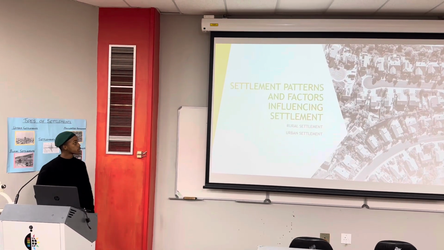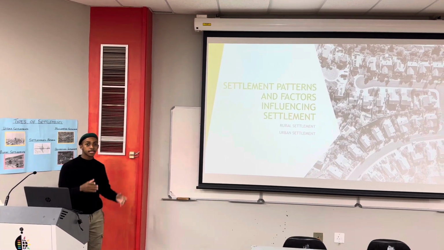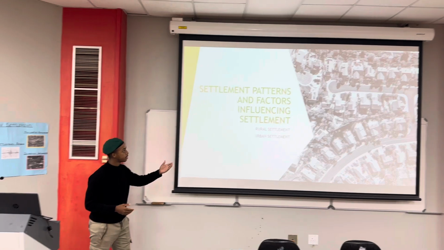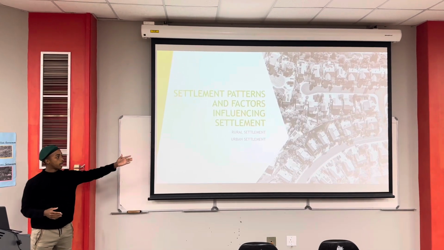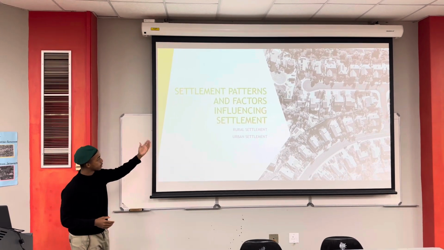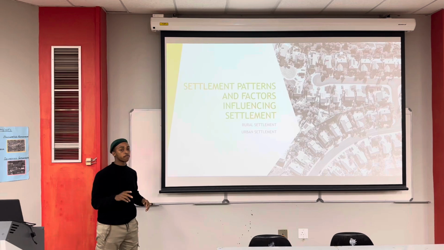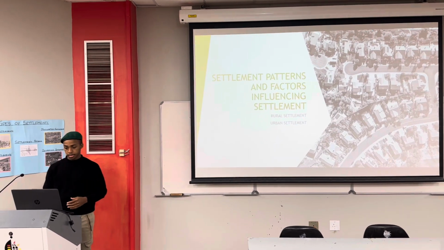So today for social sciences, we are going through settlement patterns and factors influencing settlement. As you can see in the picture that I've attached in our slide, there are different settlements. We have two types of settlements, which are the rural and the urban settlement.